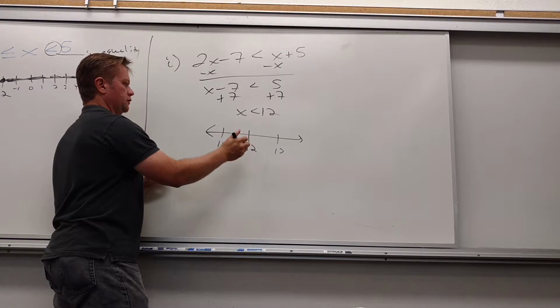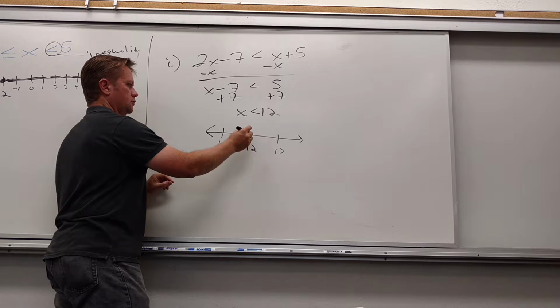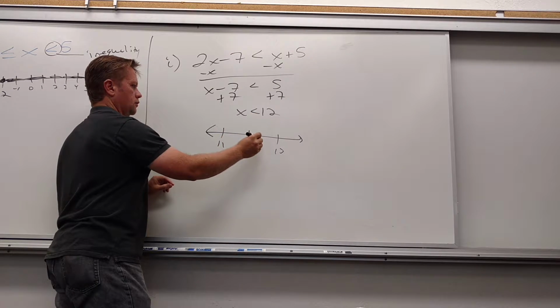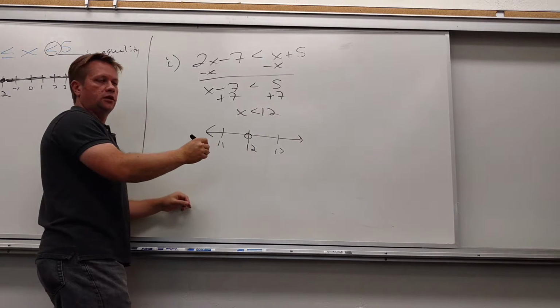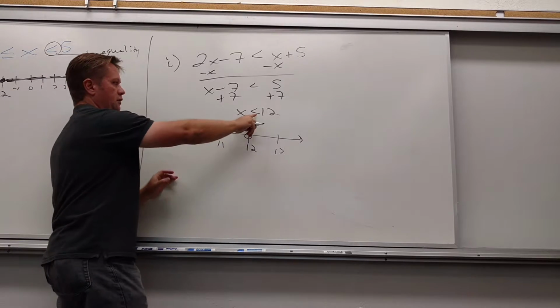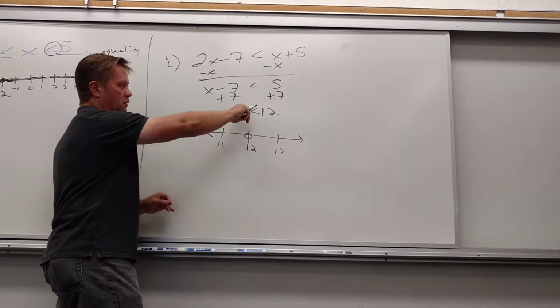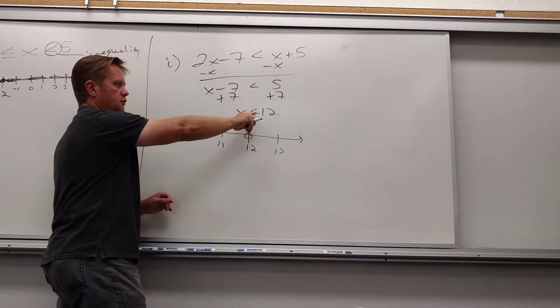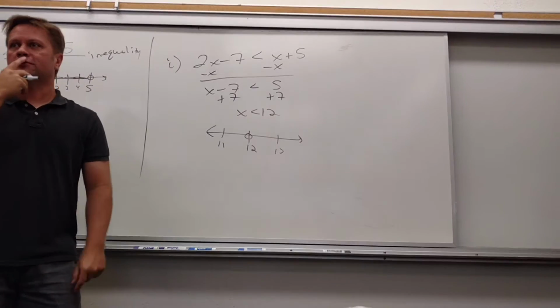So what do I put on the 12? Open circle. And then I shade which way? Left. I love the way it's pointing. If the variable is on this side, you shade the way that's pointing. That's almost too nice to believe.